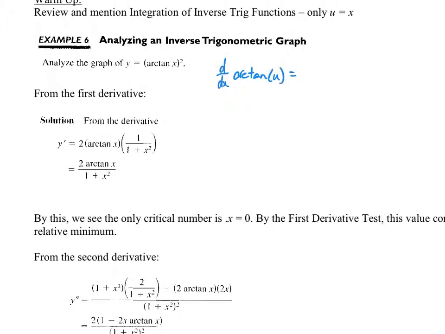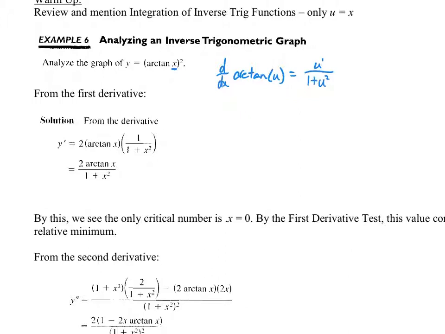is u prime over 1 plus u squared, okay? U prime over 1 plus u squared. And in this case, we just have an x for our u, okay? So the derivative, the u prime part, is just going to be 1, all right?